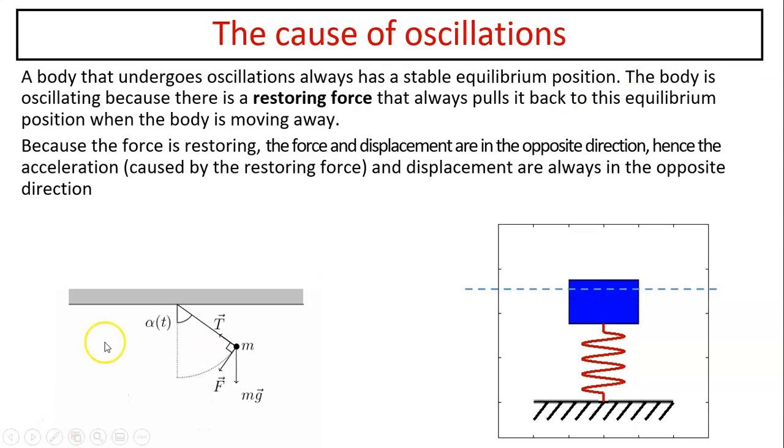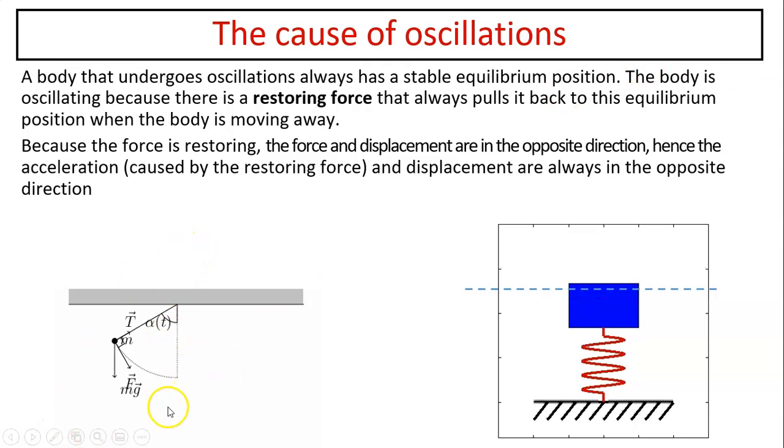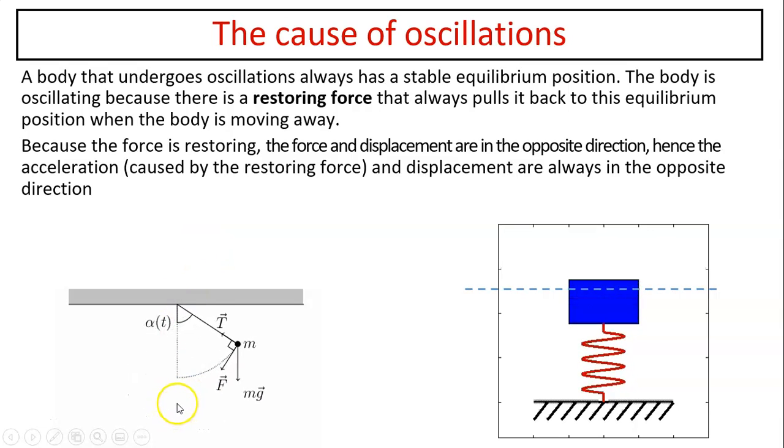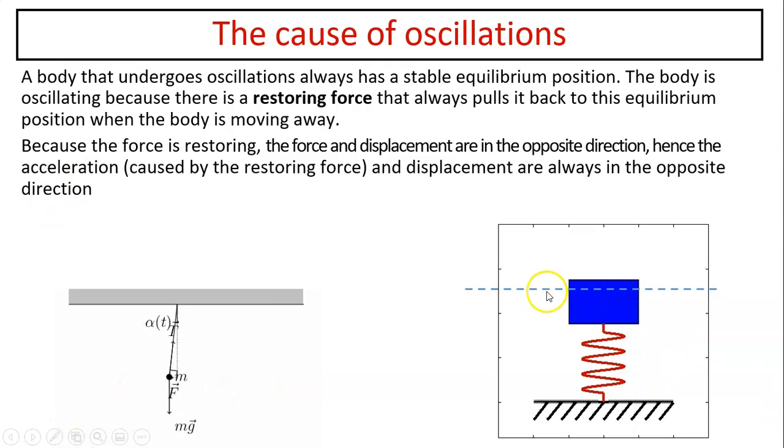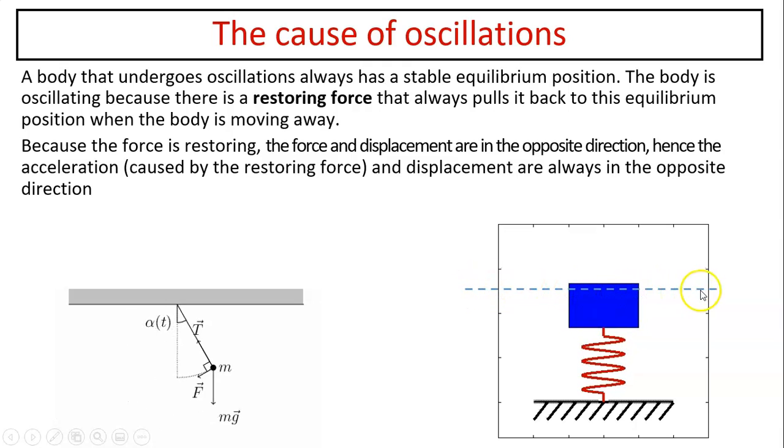Take a look at these two animations. The equilibrium is right in the middle. So when the body is going to the right, the force is to the left. When the body is to the left, the force is to the right. Over here is the same way. This dotted line is the equilibrium.